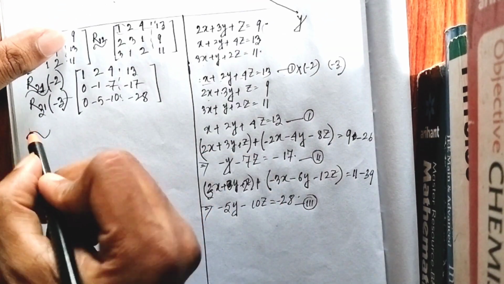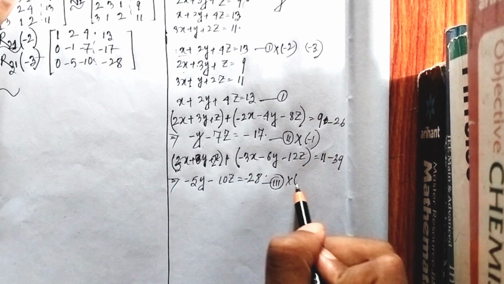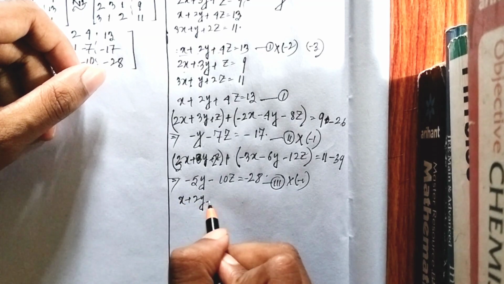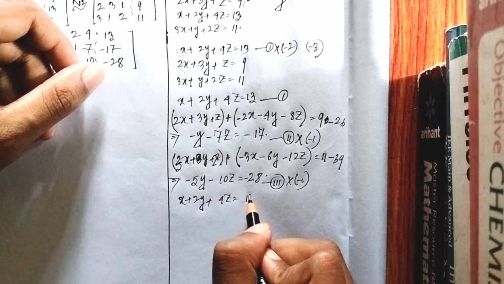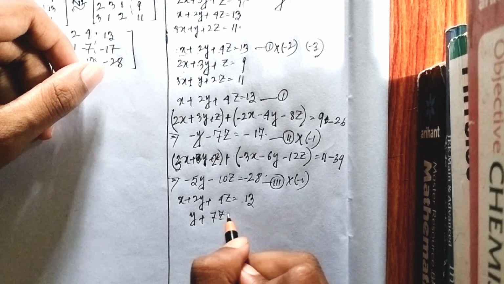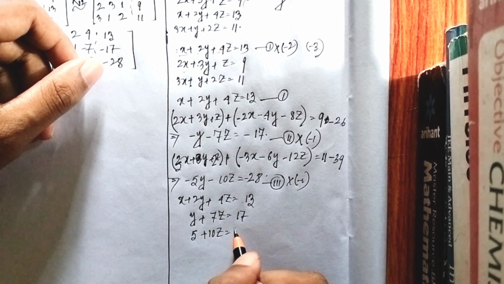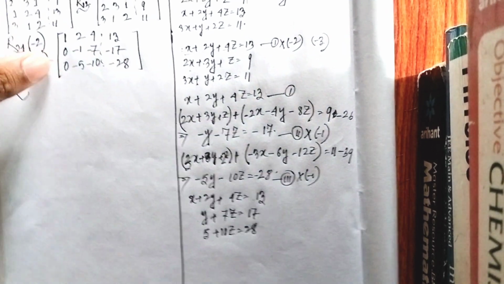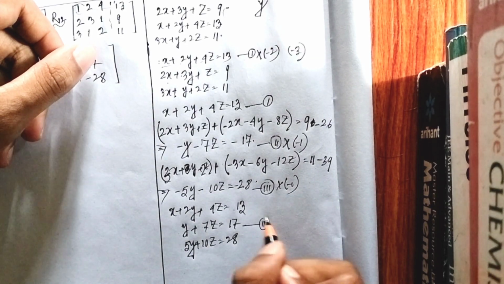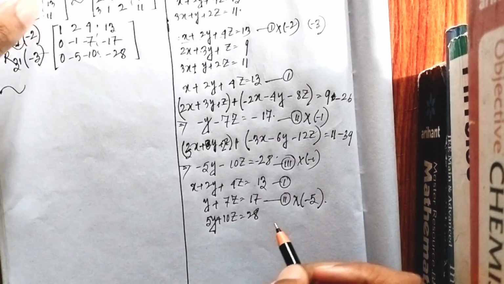Okay, and now we can do one more thing here, that we can multiply this second equation with -1 and this one with -1 to just cancel out the minus sign. We can do this also. So let me write this also here. 4z equal to 13. Okay, y plus 7z equal to 17. Okay, 5y plus 10z equal to 28. So now these two equations, this is number 1, this is number 2, we can multiply it with -5 and add it with it.